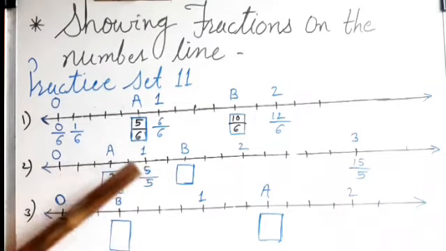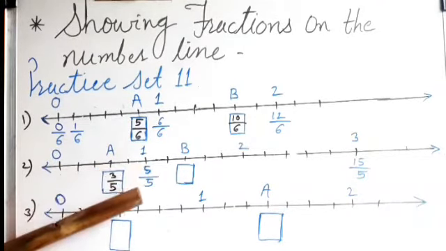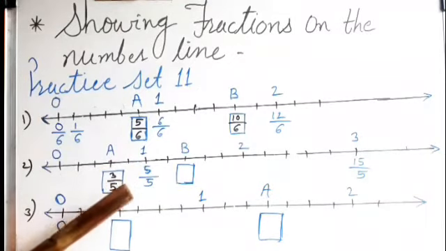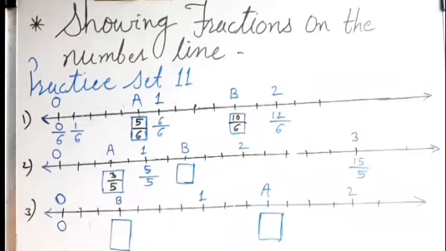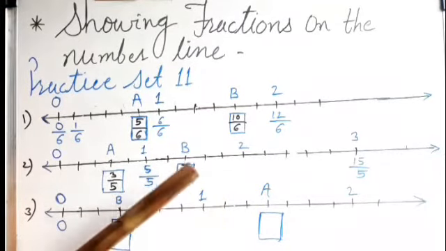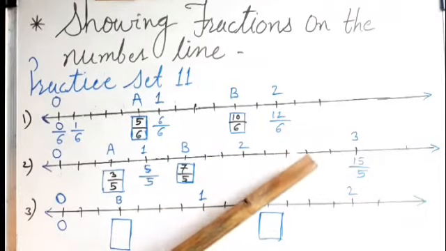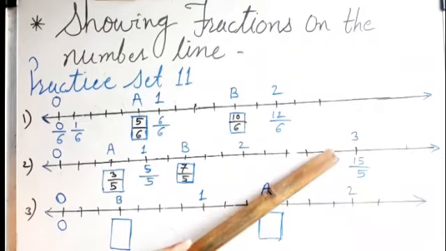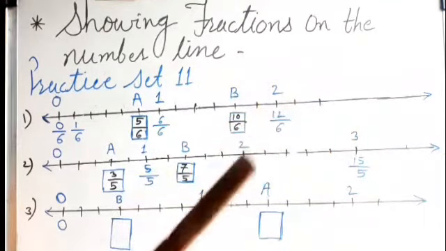Means see, from 0 to 1 how many equal units are there? 1, 2, 3, 4, 5, because the denominator is 5. Then 5 upon 5 is 1. Then 6 upon 5, and then here it will come 7 upon 5. Then 8 upon 5, 9 upon 5, 10 upon 5, 11 upon 5, 12 upon 5, 13 upon 5, 14 upon 5 and 15 upon 5. Means we are right. Okay.